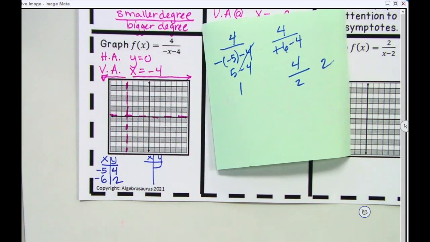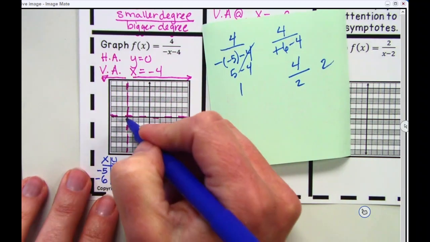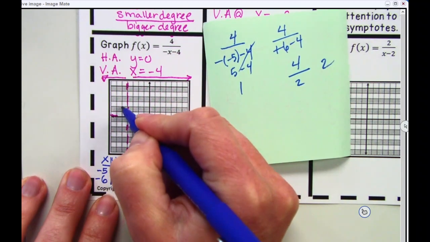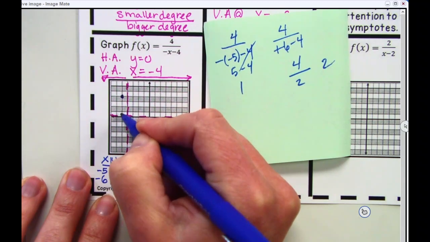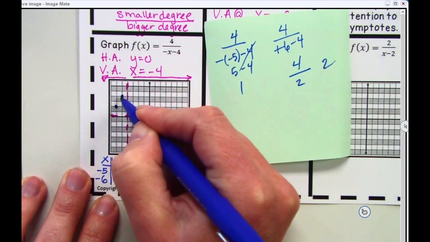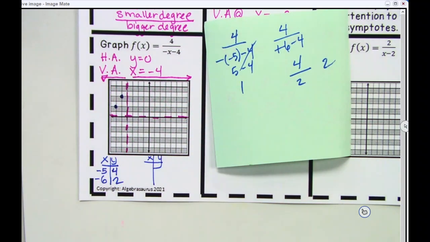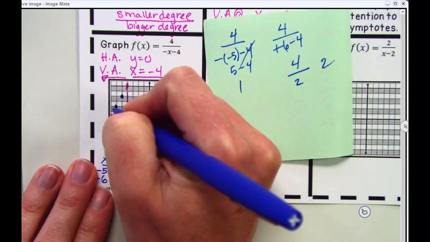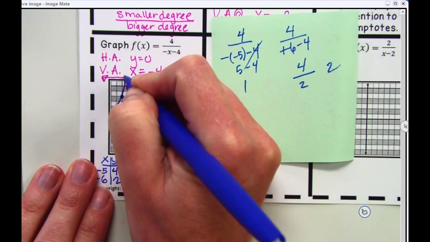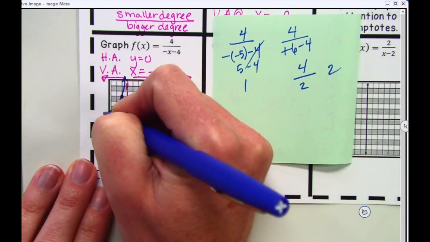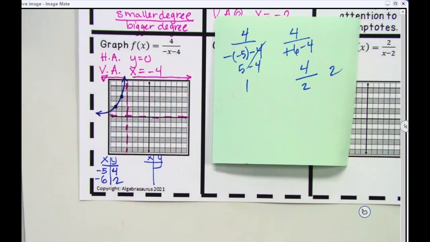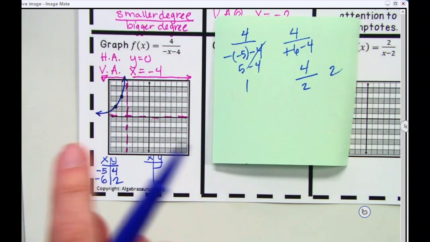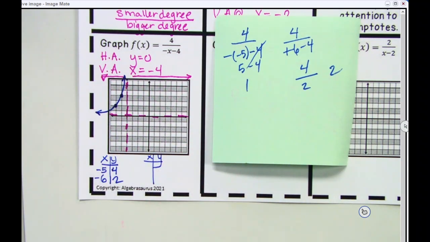All right, so let's plot those points. -5 and 1, 2, 3, 4, and 6 and 2. Now these don't create a straight line. It's not a linear equation. What happens is those asymptotes are my guides. My curve gets closer and closer to them, and then turns and goes along it. And ALEKS will do that for you. After you have points on both sides, you're just going to connect the dots.